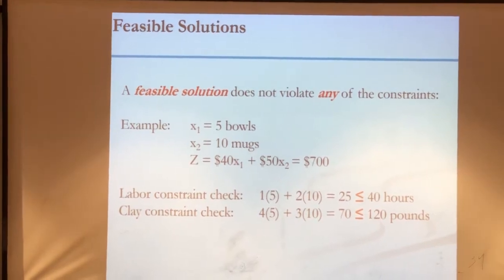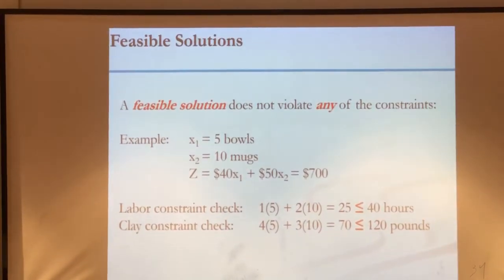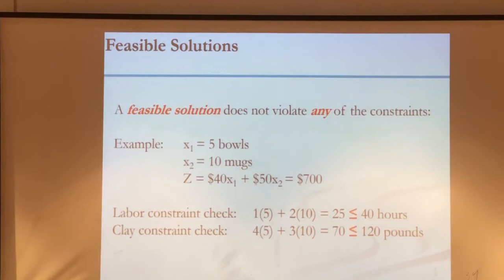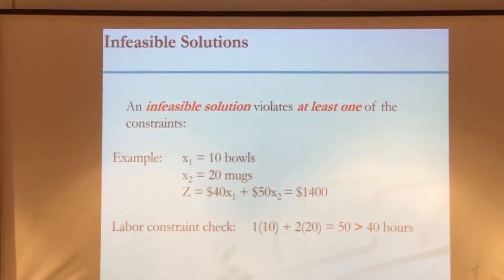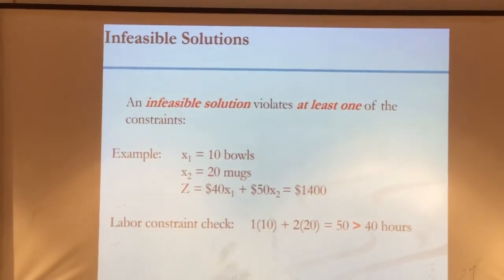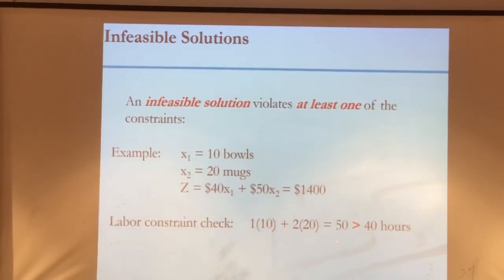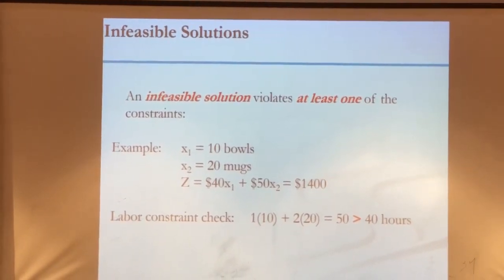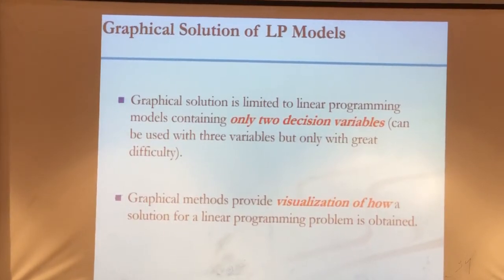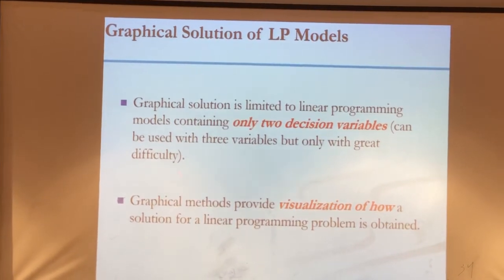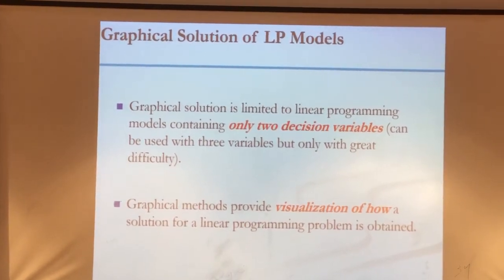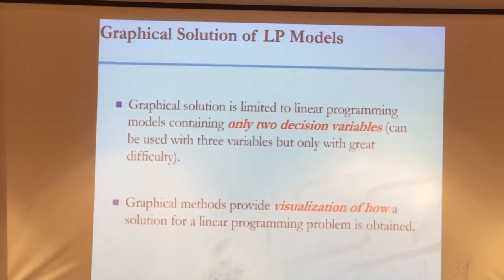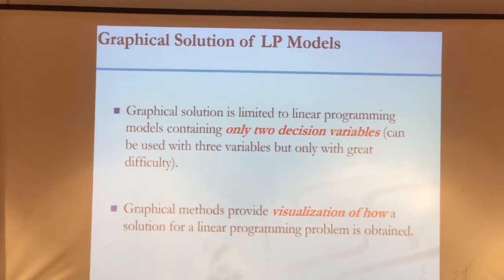And here it is trying to explain the constraints, violation of constraints, and within the constraint. Here it's showing that the constraint is violated if we have x1 equal to 10 bowls and x2 equal to 30 mugs. Okay. Graphical solution is limited to only 2 decision variables. If there are more, we will not be able to draw them.